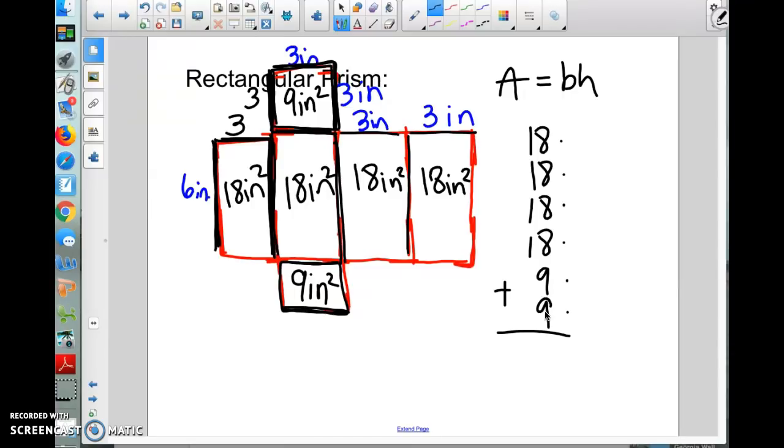So let's add those together. And when you do that, you should get 90 inches squared. That is your surface area. Literally, if I took wrapping paper and wrapped a rectangular prism, this one would need 90 square inches. Little inches of little squares. That's how many inches squared it would take to cover the whole package. So, let's go to the next one.